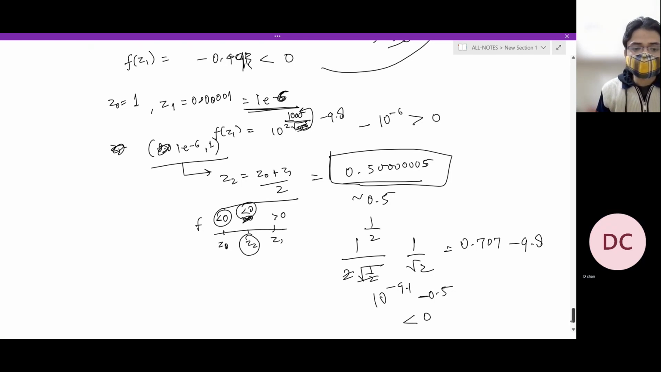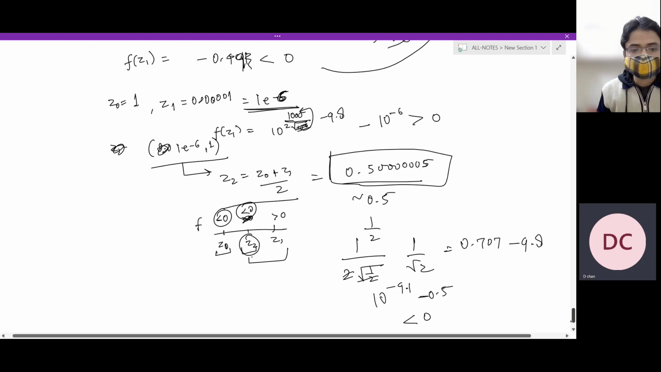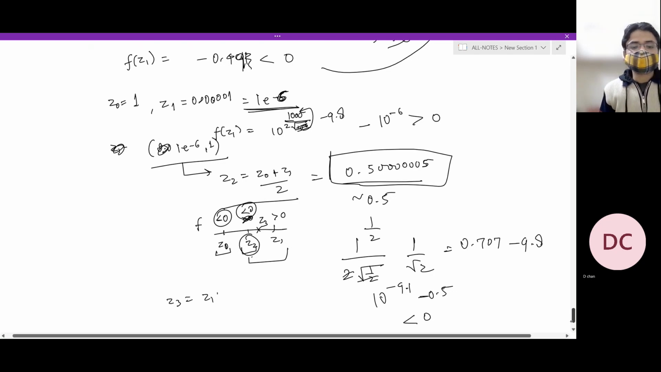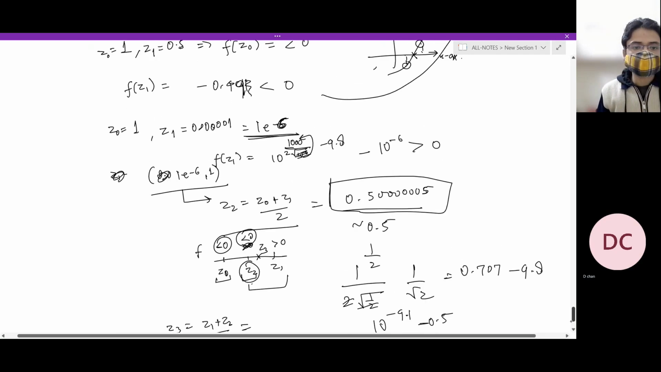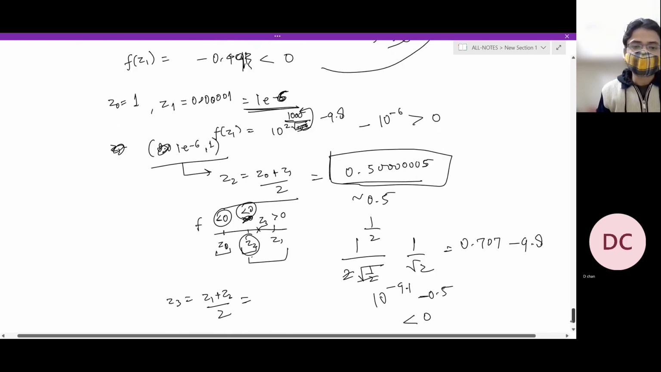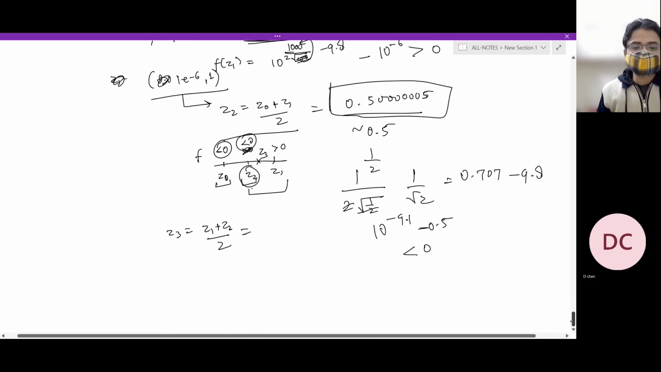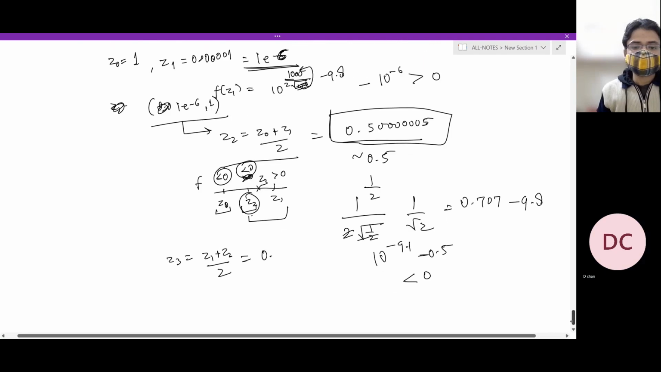So what do you think? Do we bracket the root within Z0 and Z2, or do we bracket the root within Z2 and Z1? Z2 and Z1, sir. Yes, exactly. So here will be our Z3, and Z3 would be equal to Z1 plus Z2 over 2. And Z2 is 0.5, or 0.0000 something 5. So Z3 would be something like 0.2500015 times 0.75, something like this.